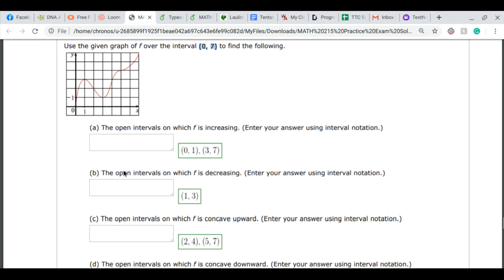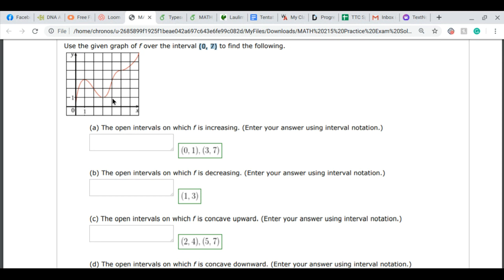Where is it concave up? Now we have to be careful here. That's where the function looks like a smiley face, where it's concave up. It's facing down here from 0 to 1. It's facing up from 1 to, where does it stop facing up? Here. And where is that? What x value does that correspond to? 1 is here. 1, 2, 3, 4.